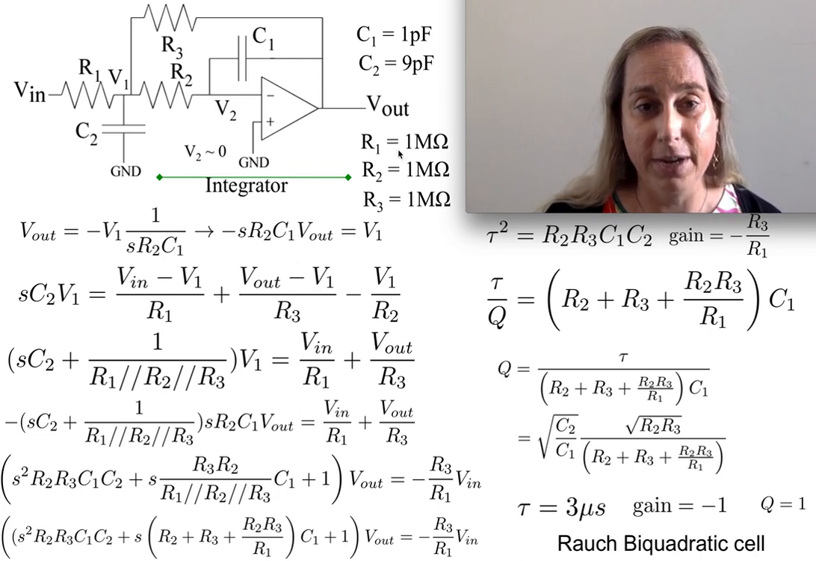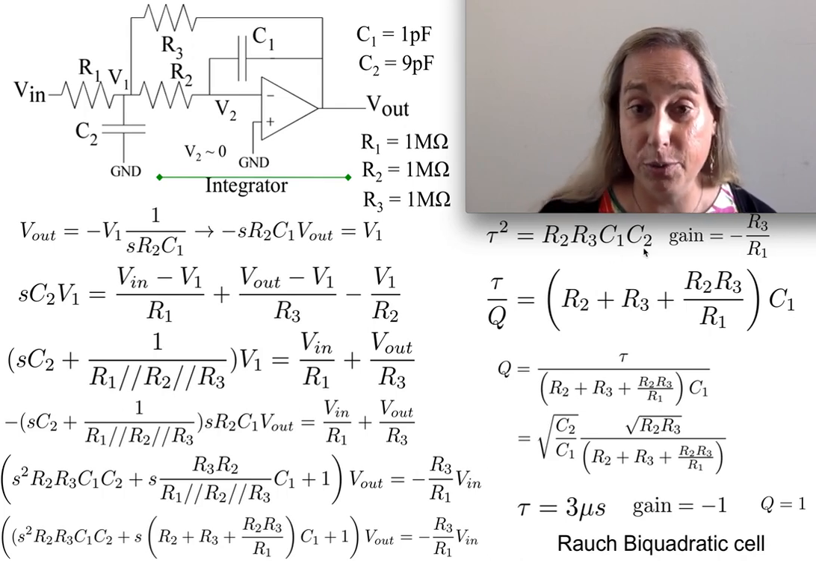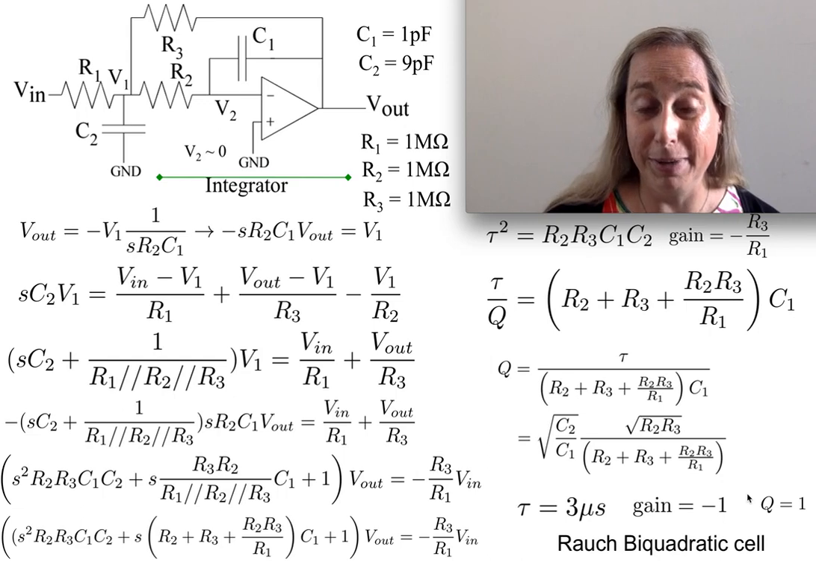If I plug in some values, 1 megohm for 3 of the resistors, and the C's are 1 picofarad and 9 picofarad, I get a time constant of 3 microseconds. Notice the C1 and C2 multiply together in a square root, which gives me the 3. The gain is -1 because R1 and R3 are the same. And then Q turns out, because of the choice of C's and R's, to be 1. I could imagine getting a bigger Q by changing these numbers, or a lower Q by changing these numbers.